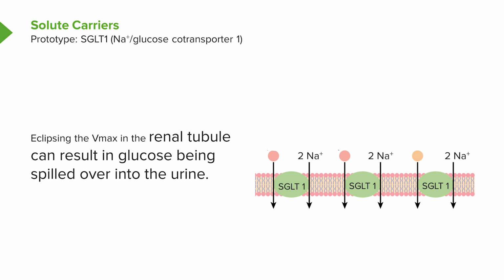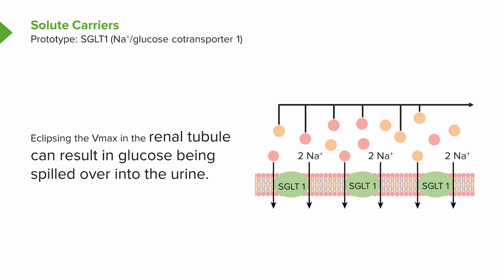However, if a person is diabetic and has a high amount of blood glucose, you could eclipse the Vmax of the SGLT1 within the renal tubule cell, and therefore glucose will spill over into the urine and you will urinate it out. In this case, you'll be losing glucose in a diabetic hyperglycemic condition.